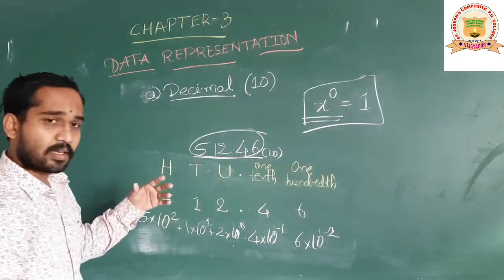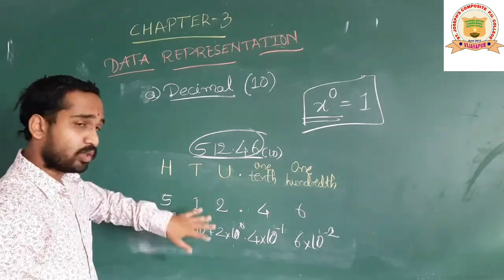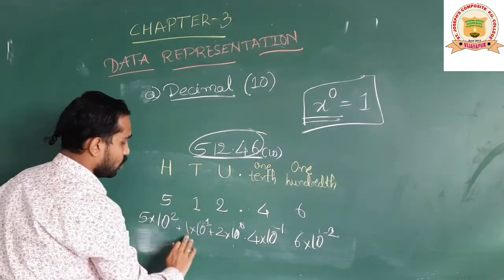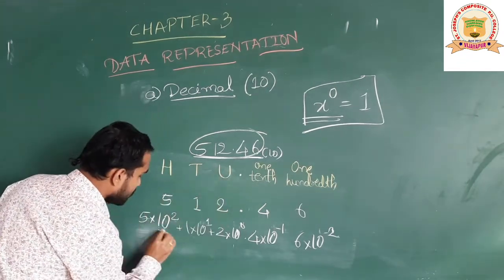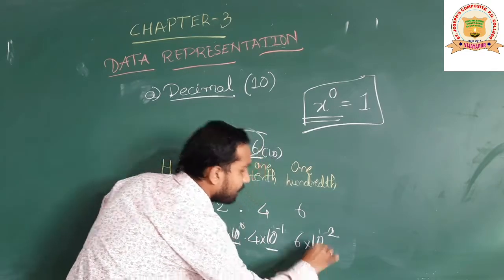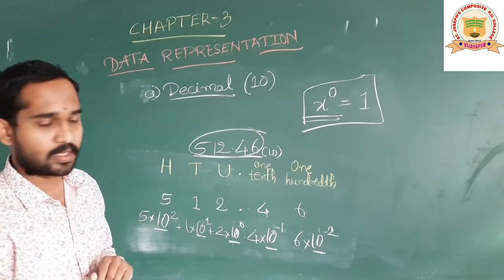So whatever I was writing before, that is 5 into 100, 1 into 10, can now be written as 5 into 10 raised to 2, 1 into 10 raised to 1. So this 10 can be considered as the base. Now you understand why it is called the base.